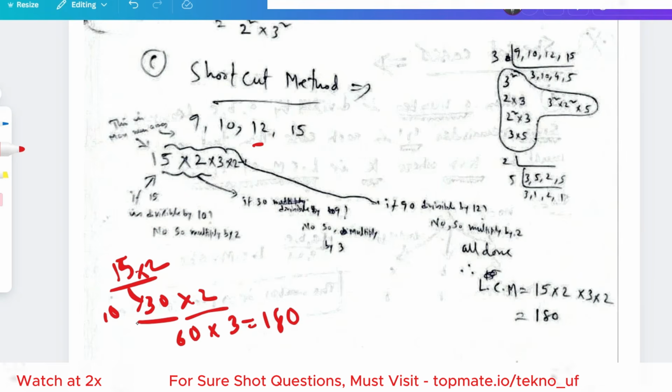For 9, what is the divisibility rule? You have to add all the digits and check if that number is divisible by 9 or not. So 8 plus 1 is 9, so that's why it is divisible by 9. If we divide this number by 9, then it divides. So that's why this number is the LCM.